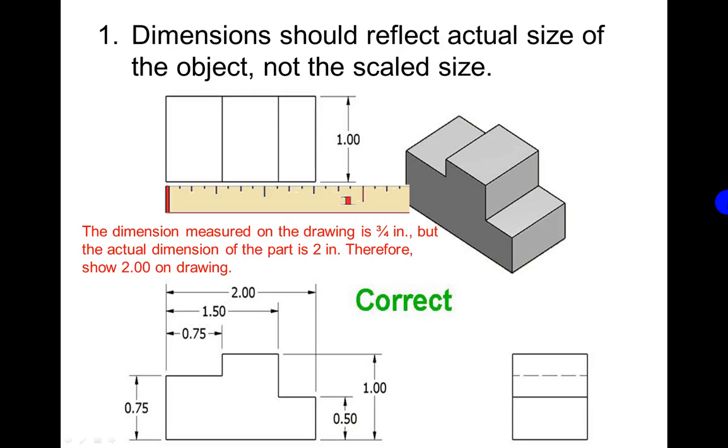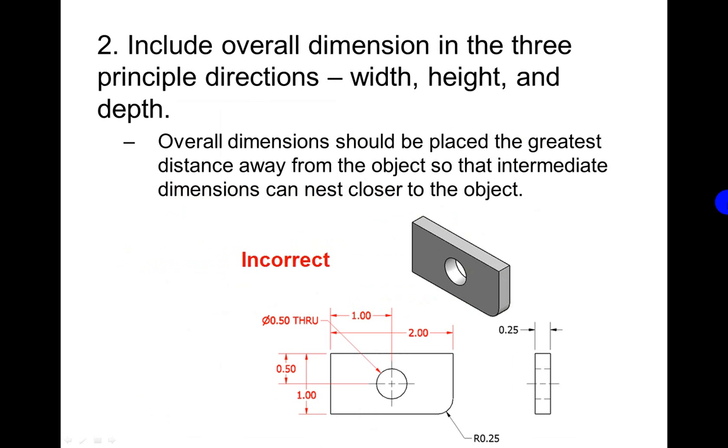The dimension measured on the drawing sheet is 3/4 of an inch, but the actual dimension of the part is 2 inches. Therefore, you show the 2 inches on the drawing sheet.